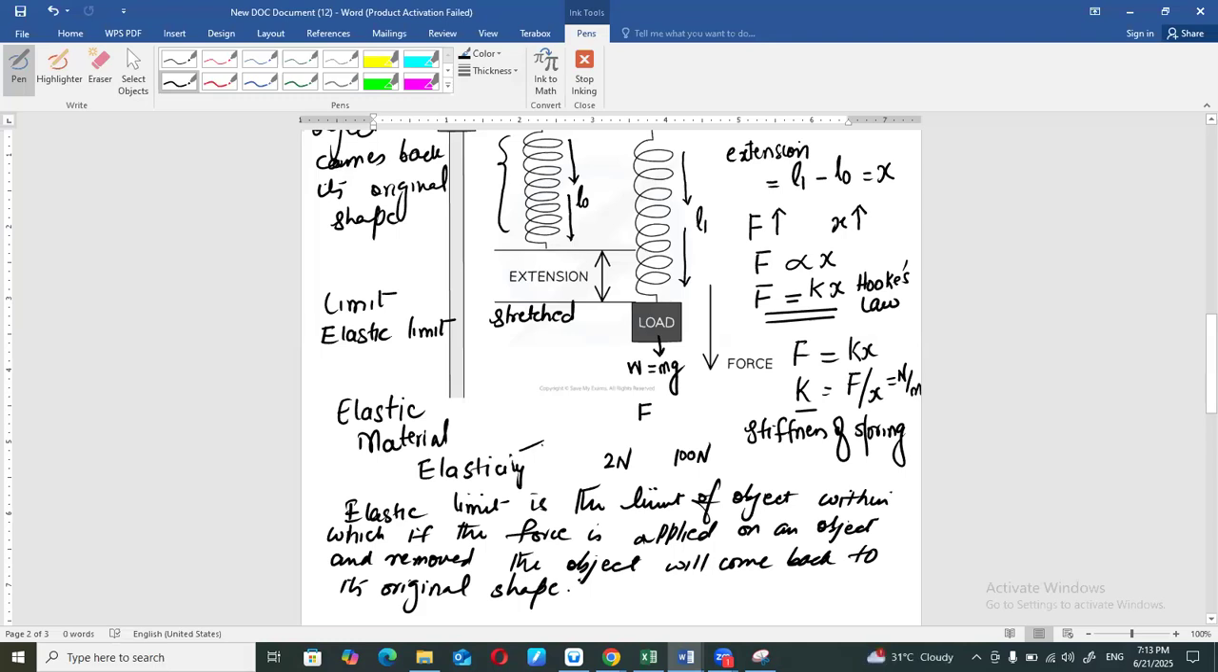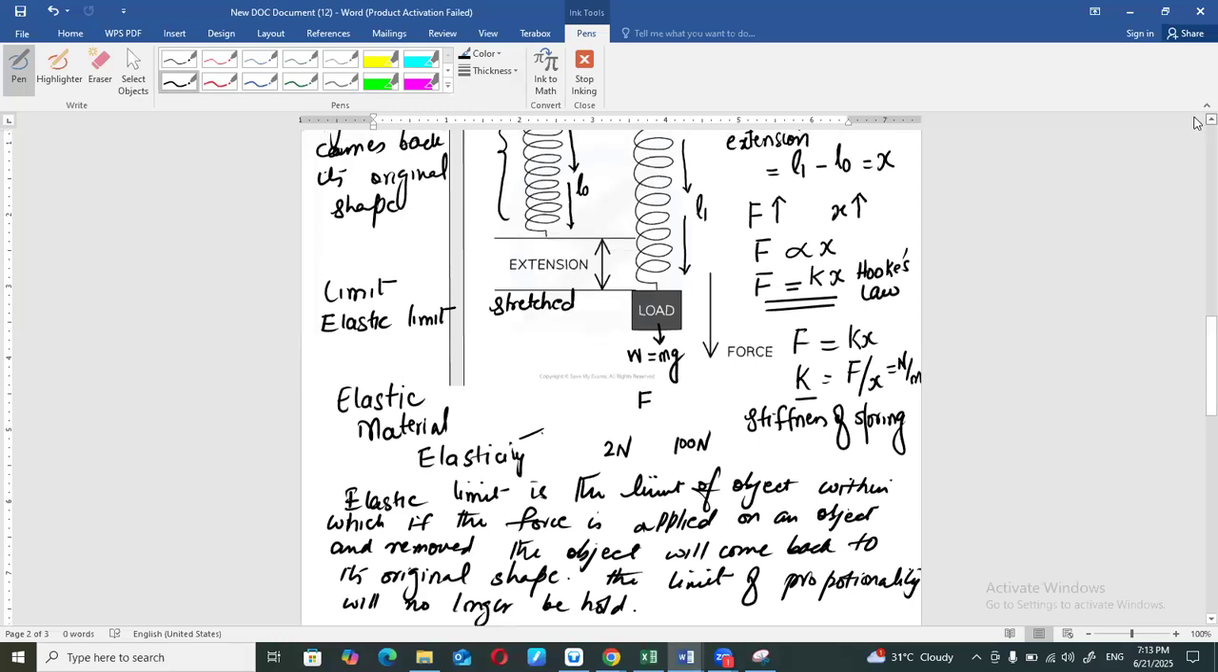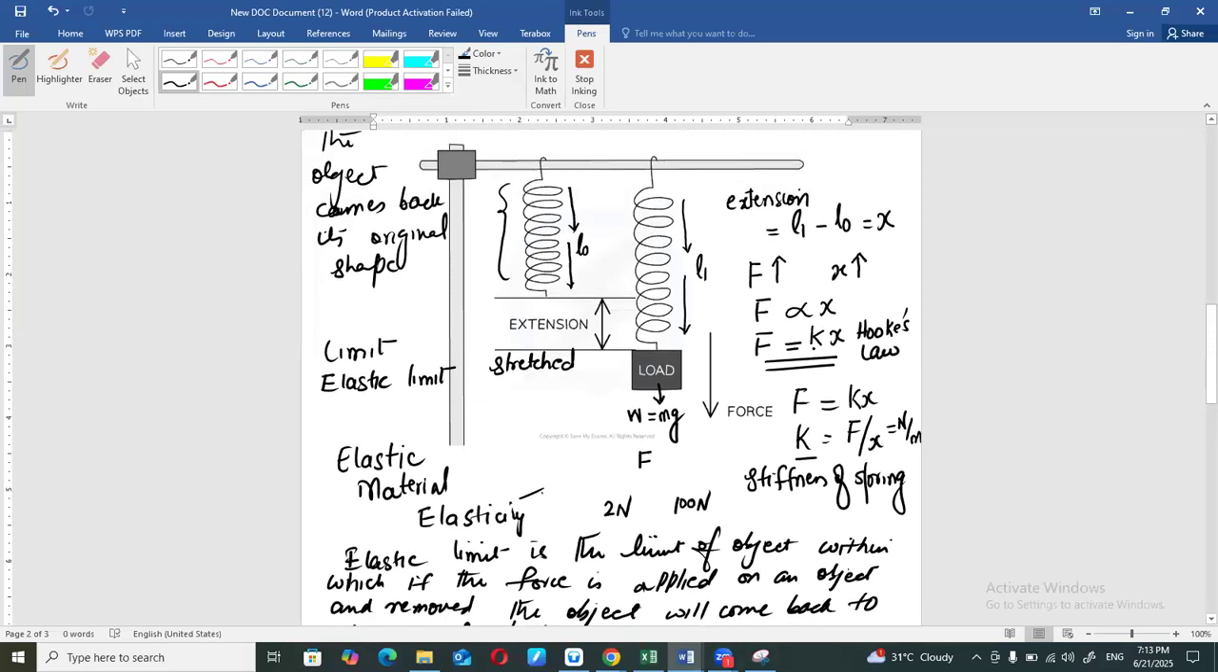If you go beyond the elastic limit, the limit of proportionality will no longer hold. Now, what does that mean? It means that that particular law, which I just said, F is directly proportional to Kx, will only last within the elastic limit. So basically, what is Hooke's law saying? That force applied is directly proportional to the extension within the elastic limit, or within the limit of proportionality.